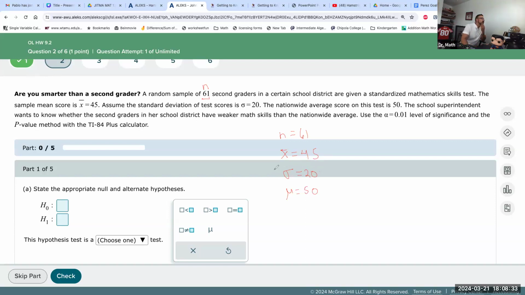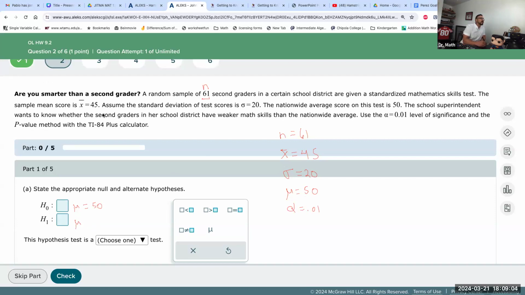So the superintendent wants to know whether the second graders in the school district are weaker than the national average. And again, I want to grab the 0.01. That's our alpha. All right, so first things first, we're going to write down that mu is equal to 50. And here, mu, look what he's doing. Let me highlight this part. Let me highlight what he's looking for.